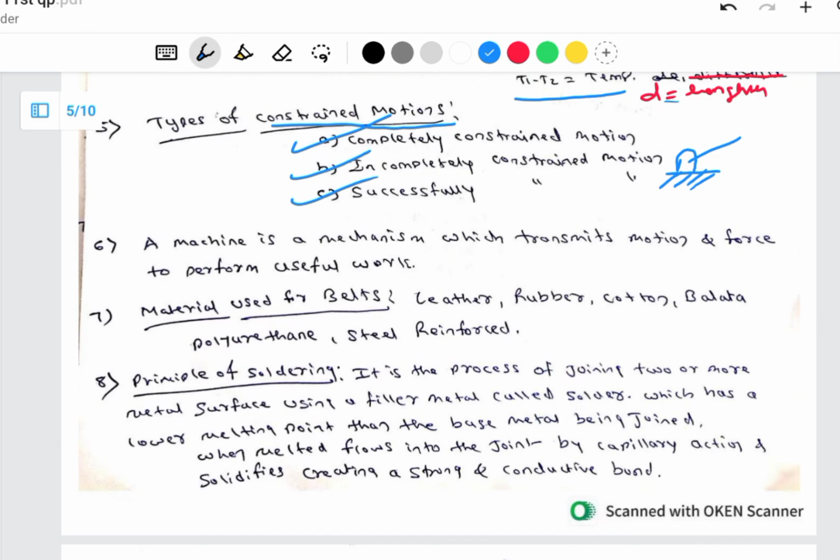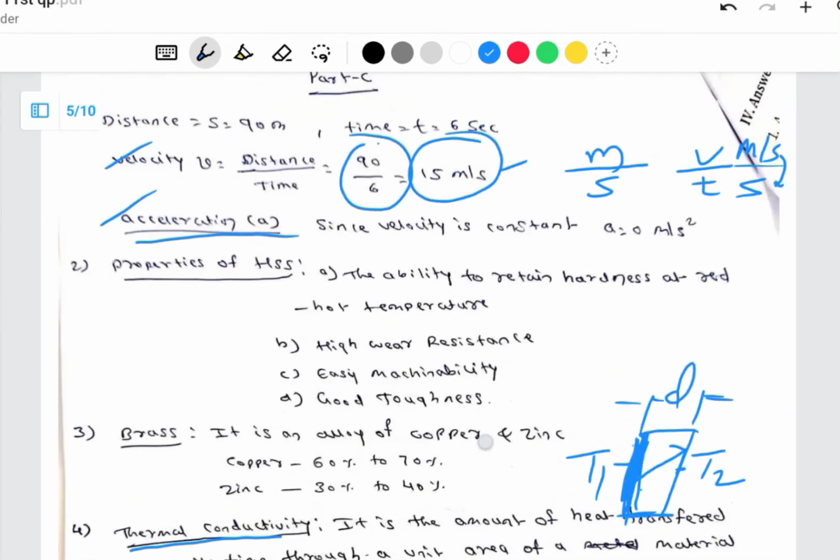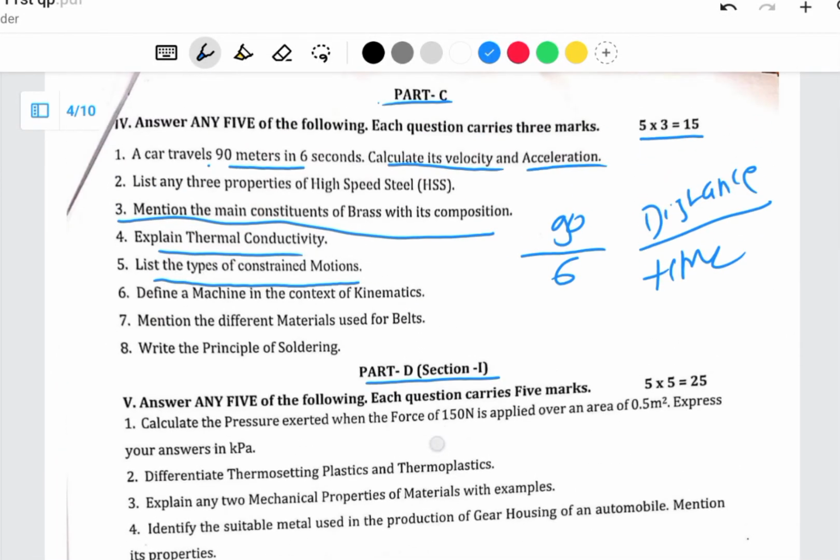Next is the sixth question, let us see what it is. Define the machine in the context of kinematics. They ask just the definition for 3 marks here. Then mention the different materials used in belt drive, and finally write the principle of soldering.